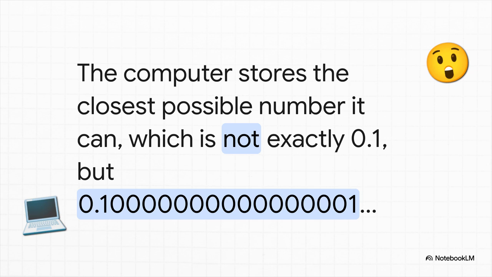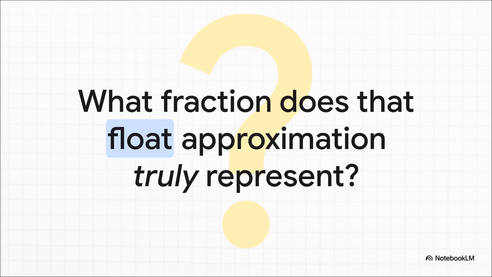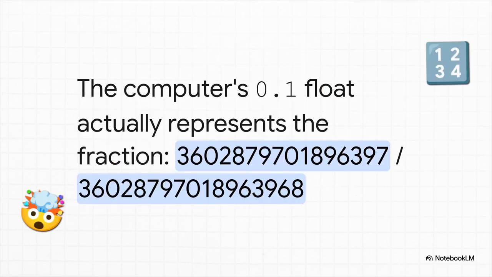But here is where it gets really wild. If we take that slightly off number, the computer's version of 0.1, and we ask a rational number type, hey, what fraction does this actually represent? The answer is just shocking. Yeah, that is the real fraction hiding behind what the computer calls 0.1. It's this enormous, complex ratio. A rational type, on the other hand, would have just cleanly stored 1/10 right from the very start.